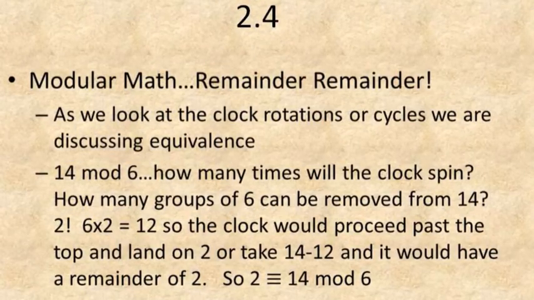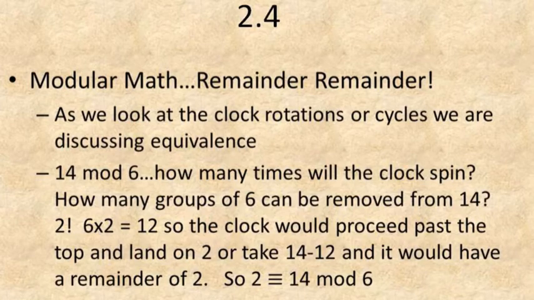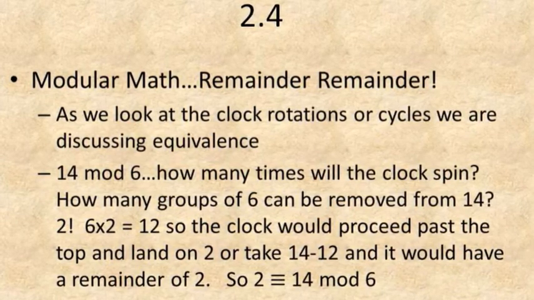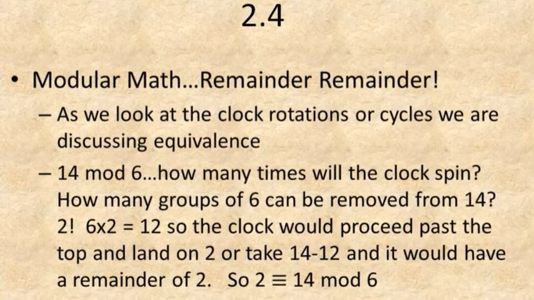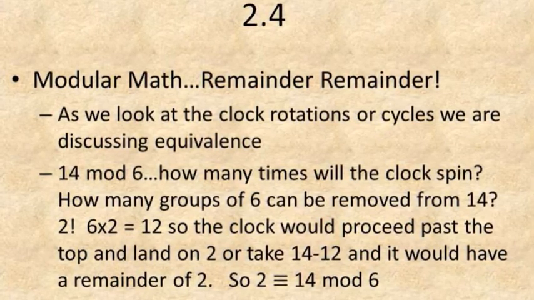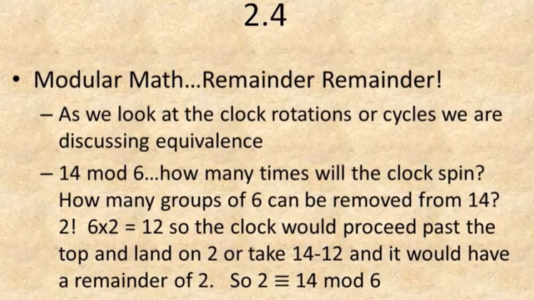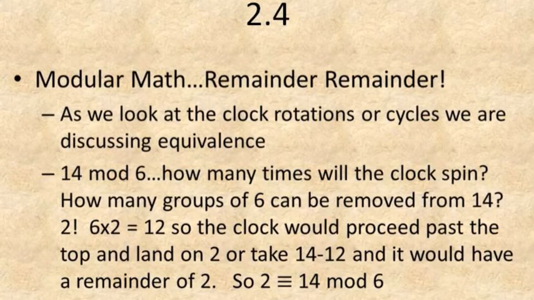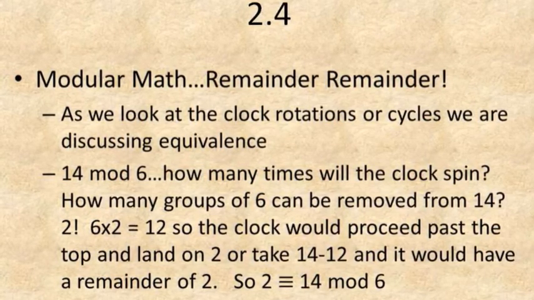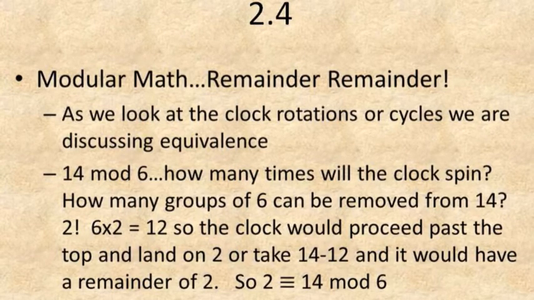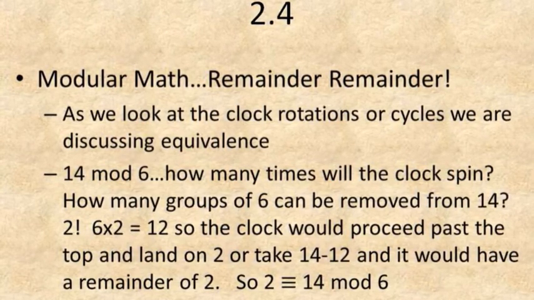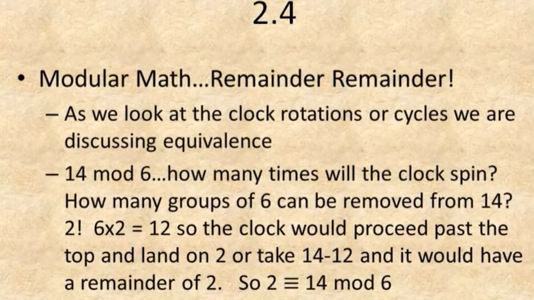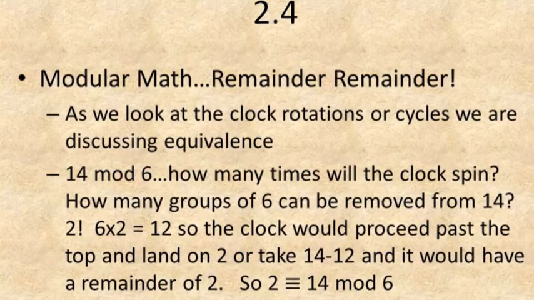2.4 has us looking at modular math. Just remember, remainder, remainder. As we look at the clock rotations or cycles, we are really thinking about equivalents. 14 mod 6, you should be asking yourselves, how many times will the clock spin? How many groups of 6 can be removed from 14? 2. 6 times 2 is 12, so the clock would proceed past the top and land on 2. And 14 subtract 12 would leave us with a remainder of 2. So 2 is equivalent to 14 mod 6.